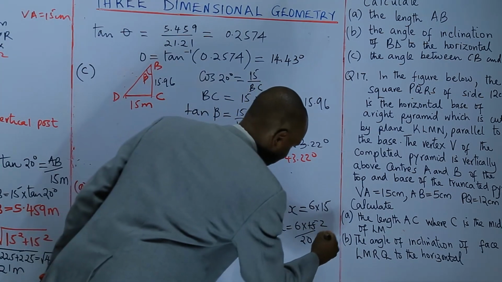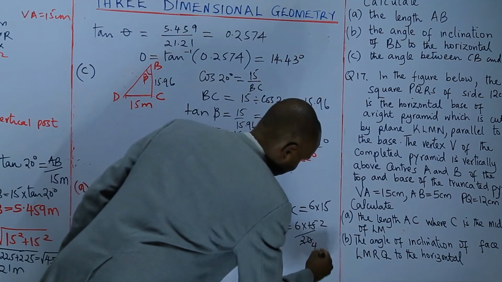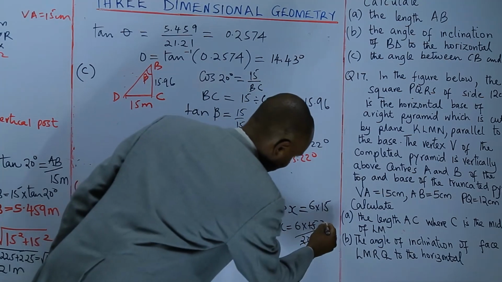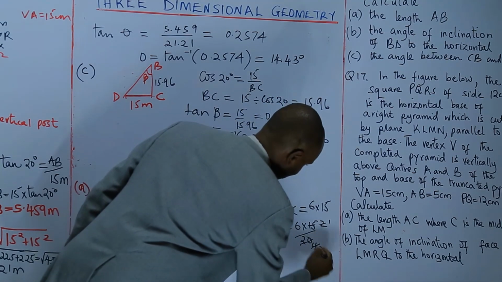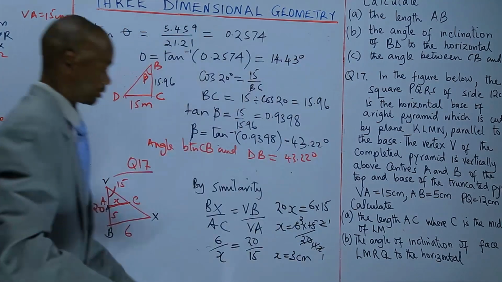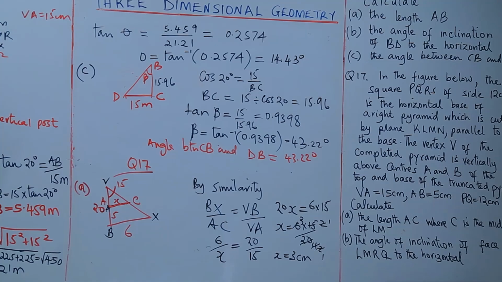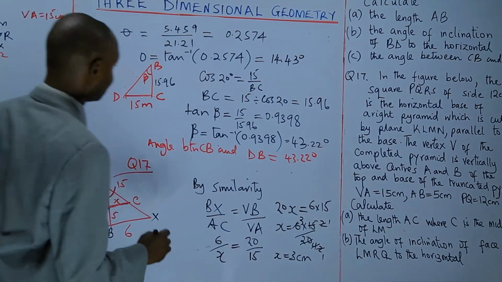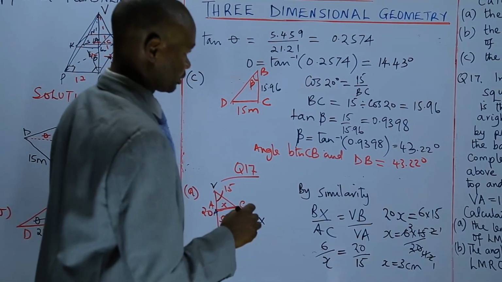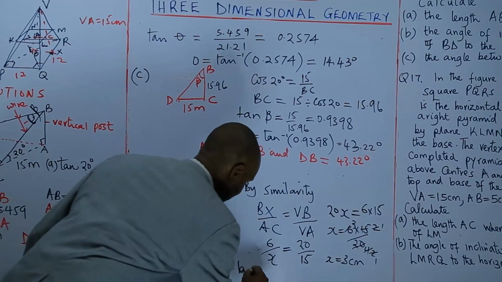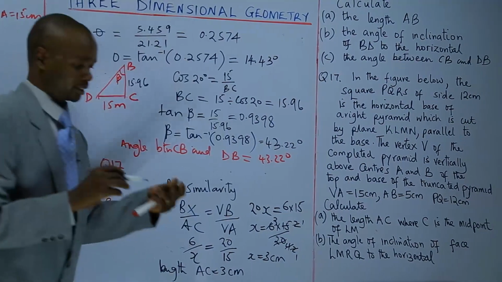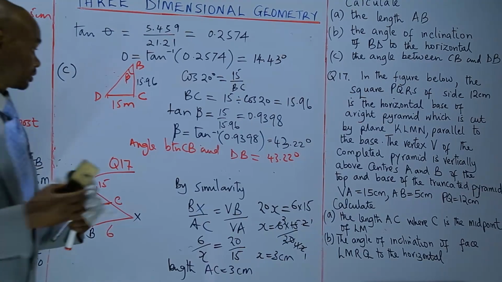6 multiplied by 15 divided by 20. So 5 goes there 2, 5 goes there 4. So it's actually 12 divided by 4. 2 goes there 1, 2 goes there 2. 1, 3. The value of x is 3 centimeters. So length AB, length AC is 3 centimeters. We move to the second question.